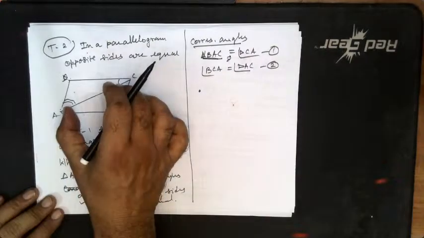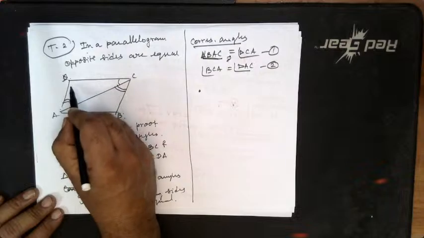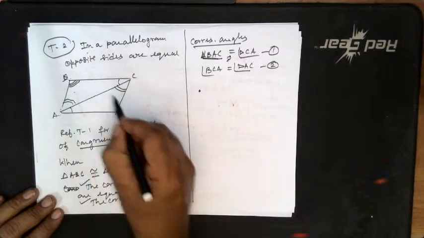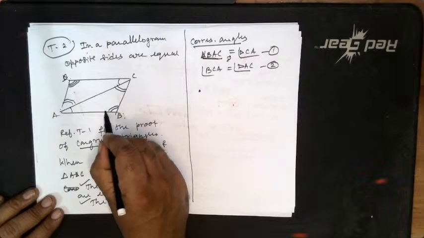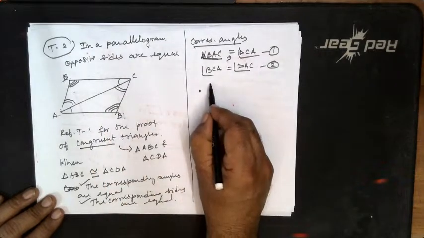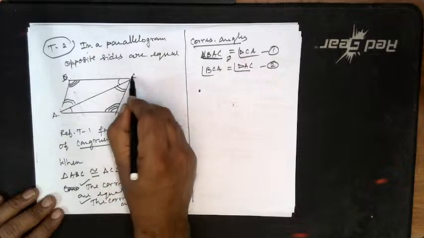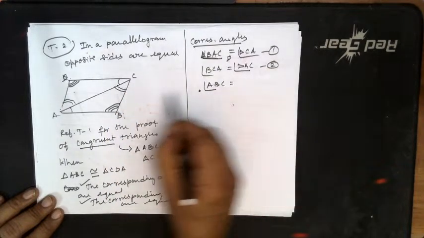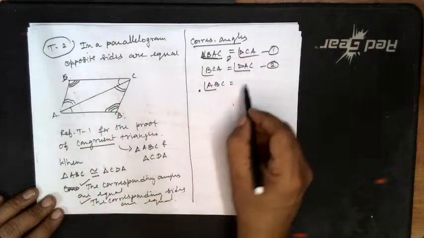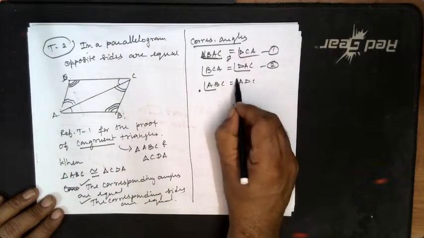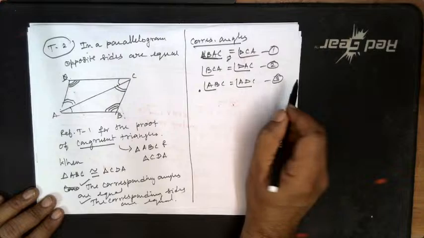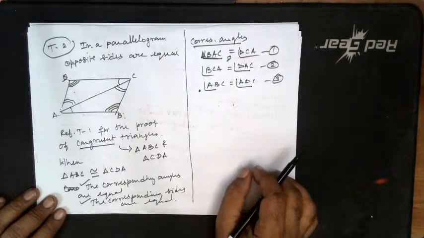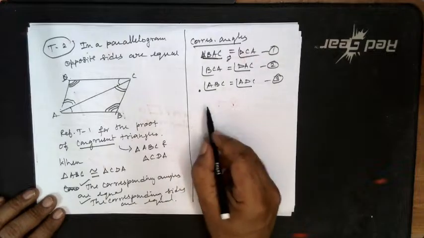Okay, if these two angles are equal, then these opposite angles, okay, they must be equal, right? So angle ABC is equal to angle ADC. Okay, so now we have identified the three pairs of corresponding angles. Do you understand this? And we have to identify the corresponding sides.